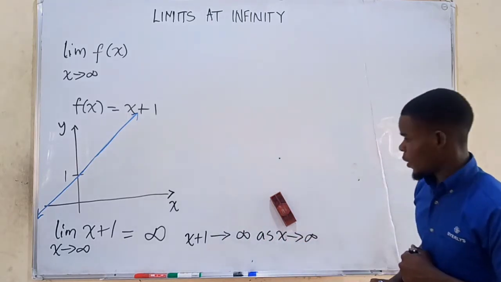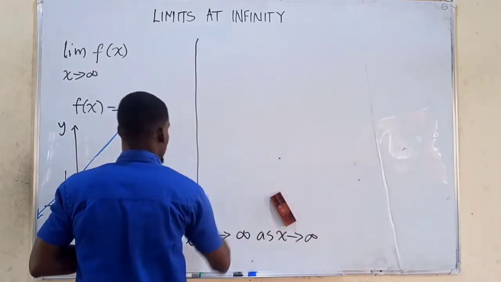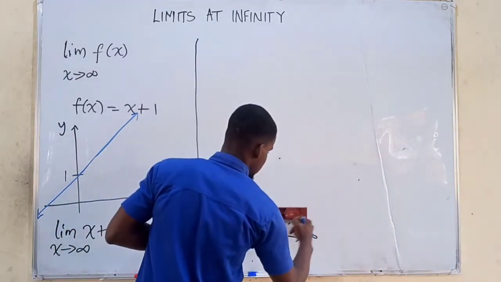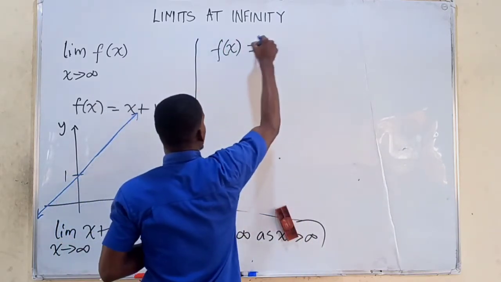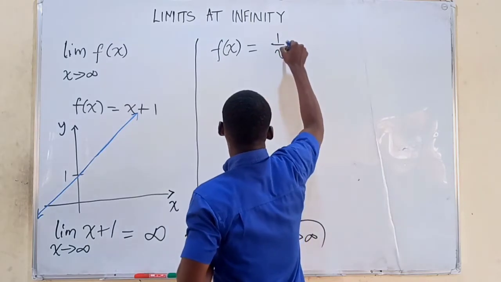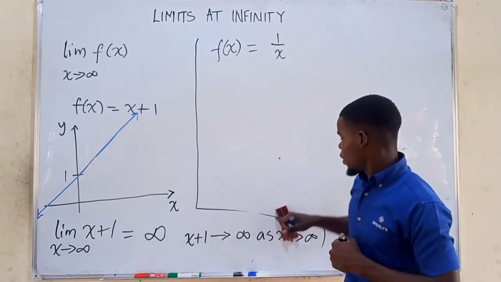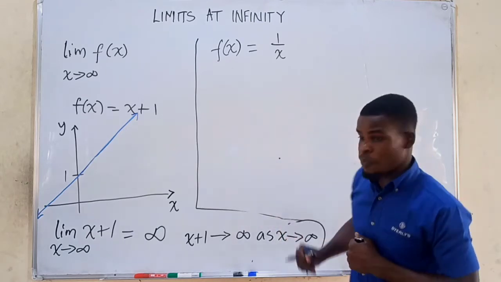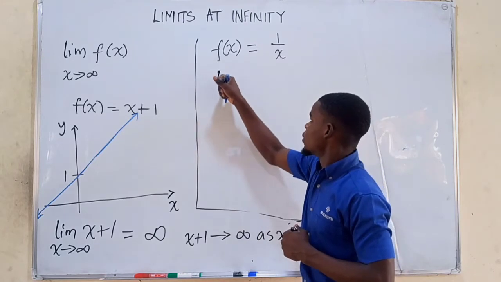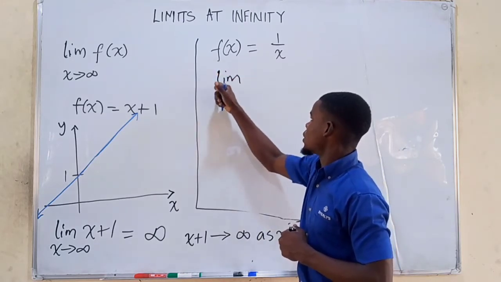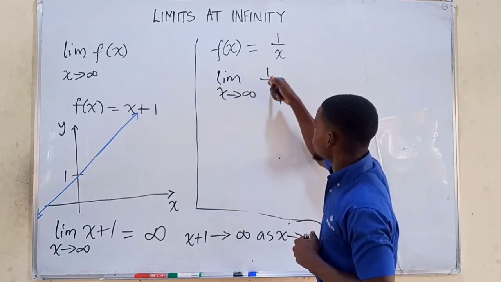Good, great. Let's look at another function. This one is actually very interesting. Let's have f of x to be 1 over x. Suppose that's a function f of x equals 1 over x. We want to see how this function behaves as our input approaches infinity. So you want to look at the limit, as the input tends to infinity, of 1 over x.